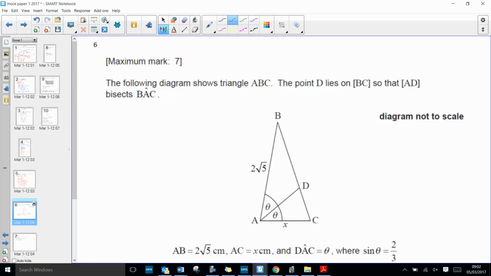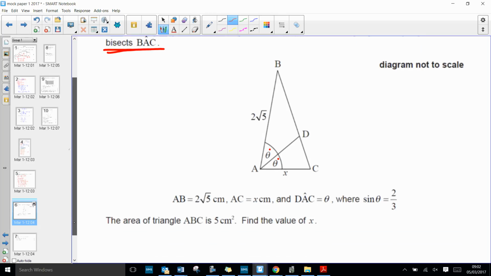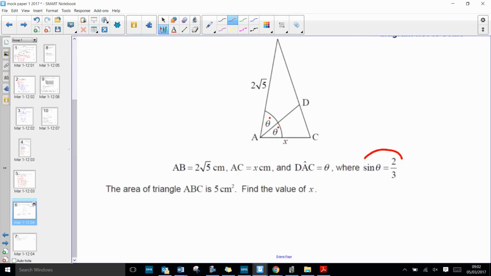Following diagram shows a triangle. The point D is so that AD bisects. Bisects means cut in half, and that was why if this is theta, this is also theta. Right. So we've been given some values, and we're told the value of sine theta. Okay. So if we're talking about the area of the triangle, then we're going to be using the area rule.